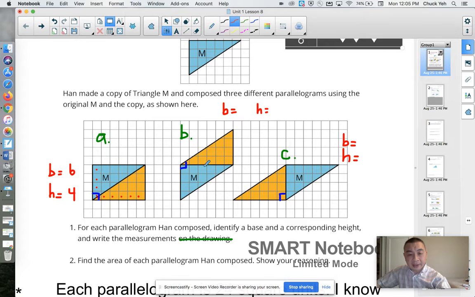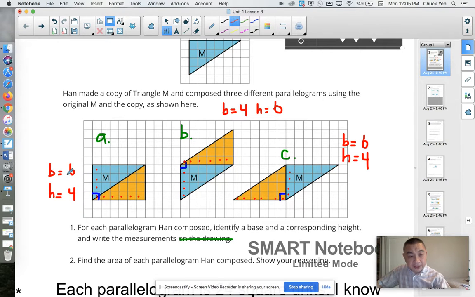You think the base is the top, or base is the side, or base is in the middle? Yes, base is on the side. 1, 2, 3, 4. So 4 here. And then the height, 1, 2, 3, 4, 5, 6. So the height is 6. All right, how about C? What's the base? 1, 2, 3, 4, 5, 6. The height, 1, 2, 3, 4. Right? 4. So in your notebook, you don't have to draw out the squares if you don't want to.